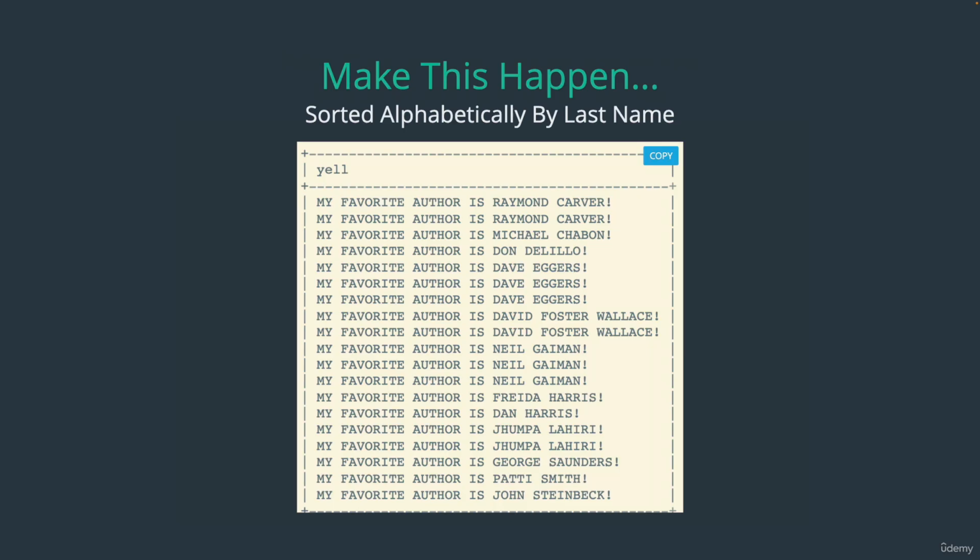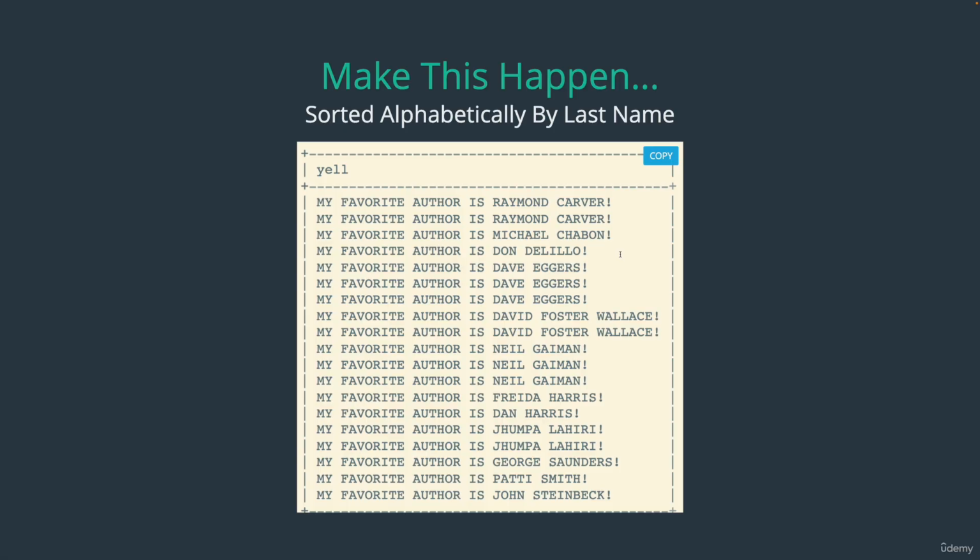Okay, make this happen. We want to yell for every row. We're yelling, my favorite author is Raymond Carver. And it is not only concatenated, right, where we have a piece of text plus the author full first and last name with the space in the middle. It is also capitalized. So we have different ways of doing this.